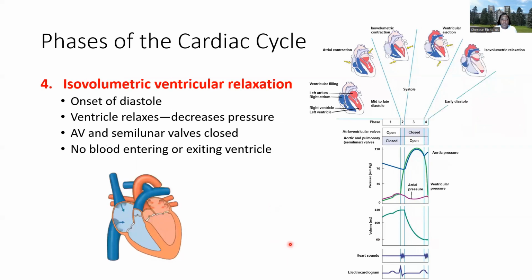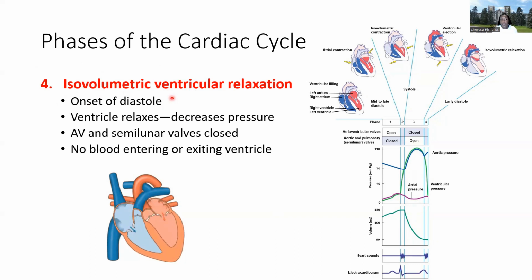The fourth and final phase, this is going to bring us right back to the middle of diastole, right? Remember, we started in the middle of diastole, and we're going to come back to that middle of diastole as we end the fourth phase. This is called the isovolumetric ventricular relaxation. And again, the word isovolumetric here is really important because this tells us one thing.